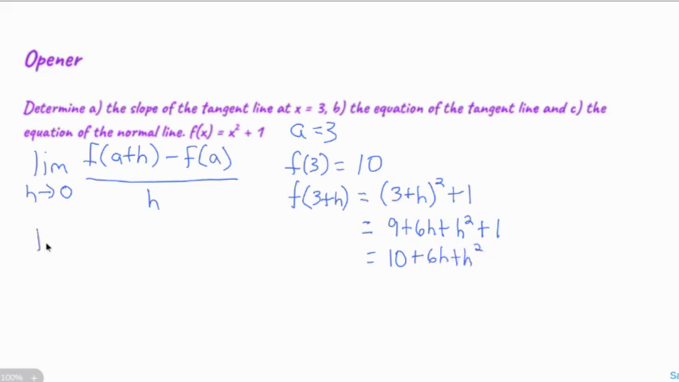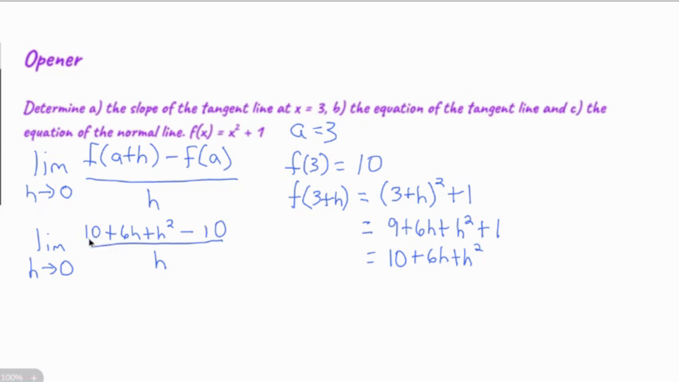So we'll go ahead and plug that into our limit. Limit as h approaches 0 of 10 plus 6h plus h squared. So that's all f of a plus h, and minus f of a, which was our 10 up here, all over h.